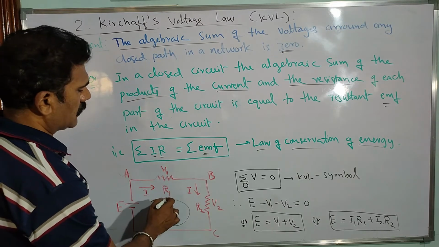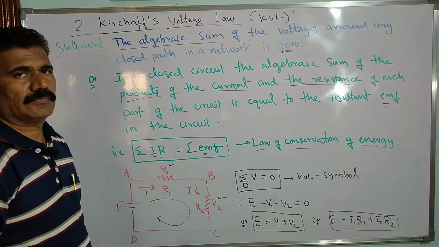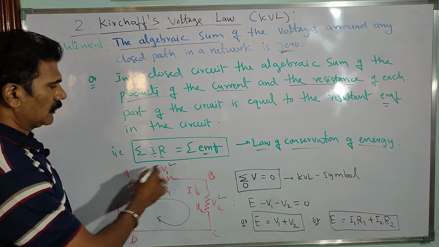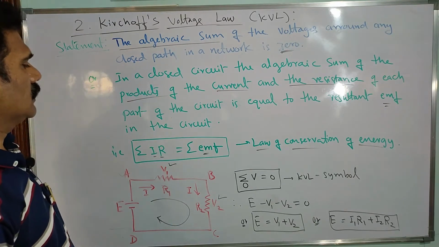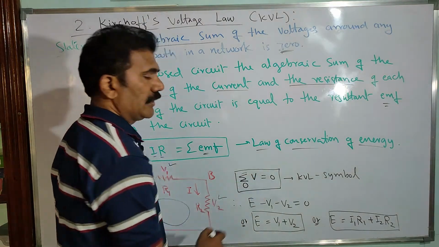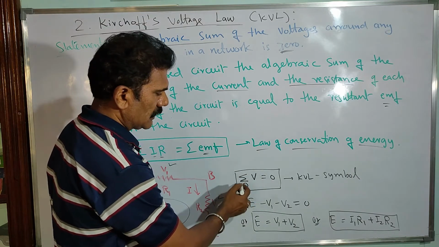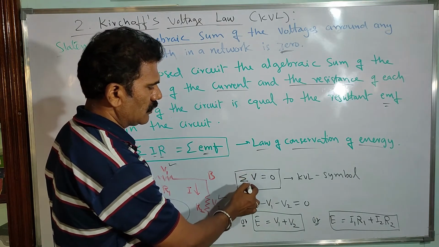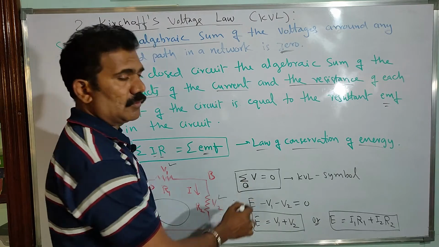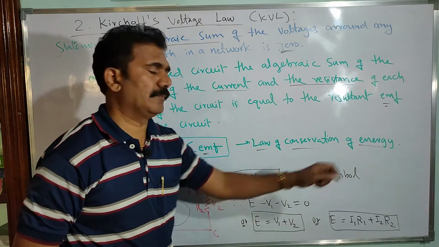So the voltage drop across R1 is V1, voltage drop across R2 is V2. Okay. Now in this network, according to Kirchhoff's voltage law, symbolically we can say sigma of V, the total summation of V over a closed path. The circle below this sigma indicates a closed path. So over a closed path it is always equal to 0. That is the KVL symbol.